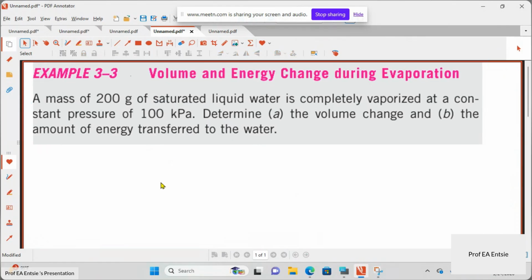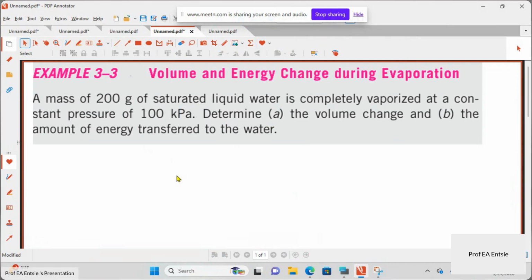So I have a mass of 200 grams of saturated liquid water. It's completely vaporized at a constant pressure of 100 kilopascal. Determine A, the volume change, and B, the amount of energy transferred to the water. So the amount of energy transferred is the enthalpy, right?